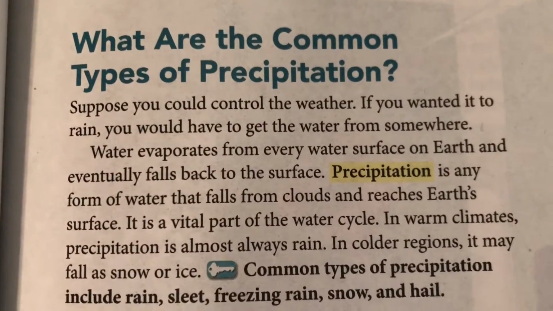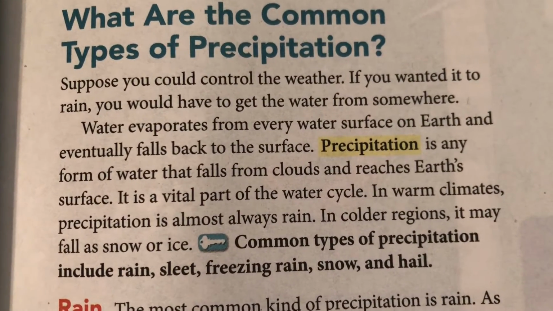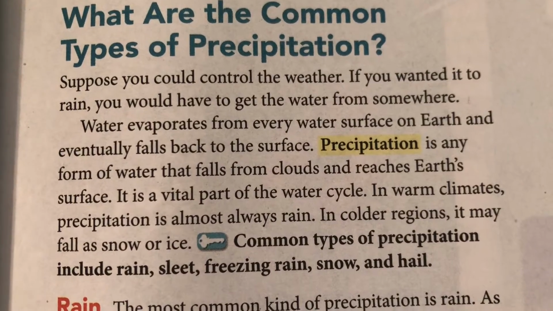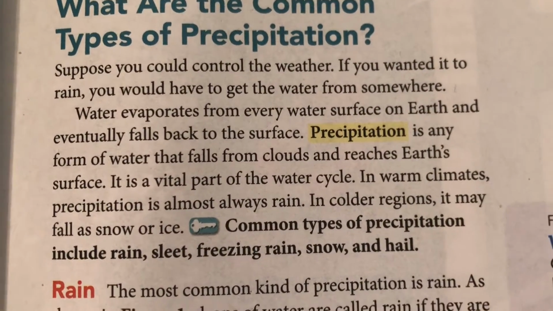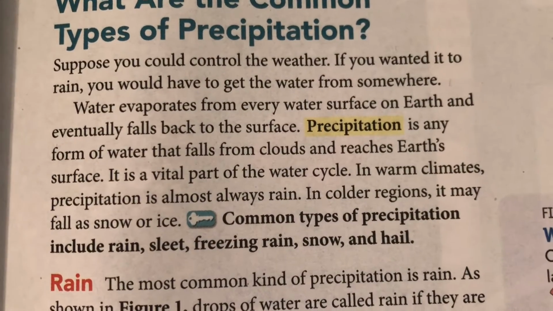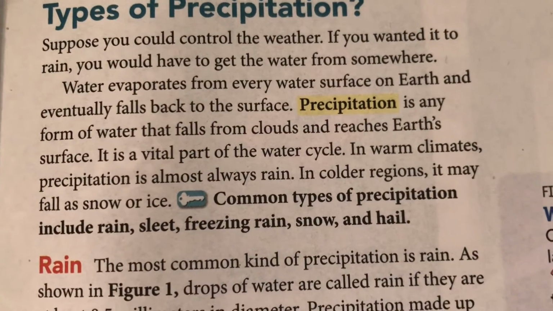What are the common types of precipitation? Suppose you could control the weather. If you wanted it to rain, you would have to get water from somewhere. Water evaporates from every water surface on Earth and eventually falls back to the surface. We mentioned that in the water cycle.